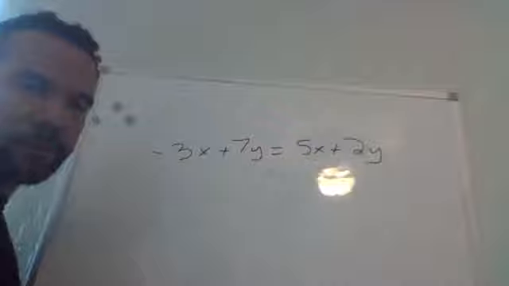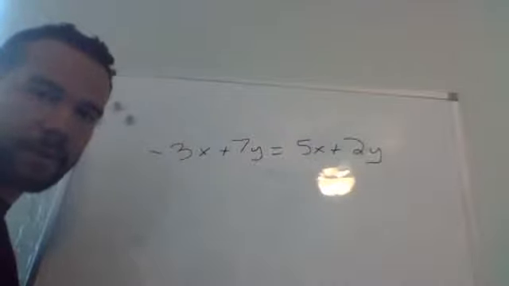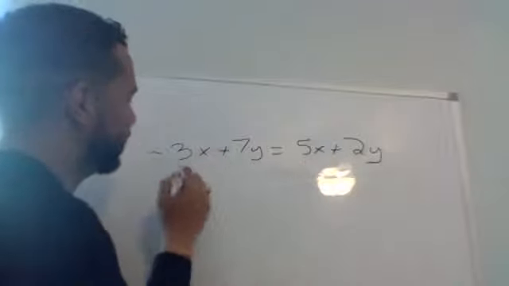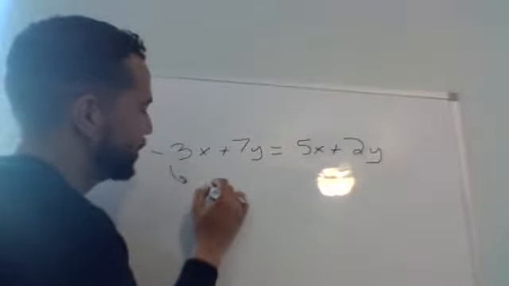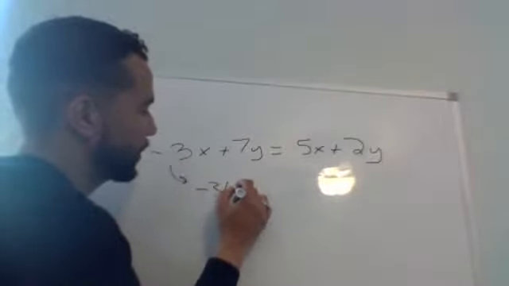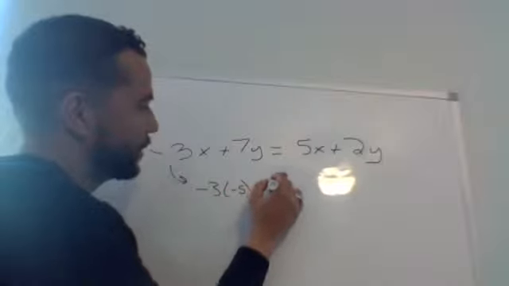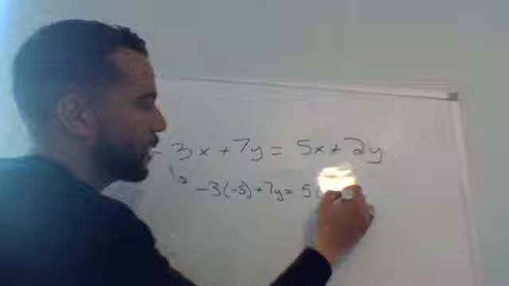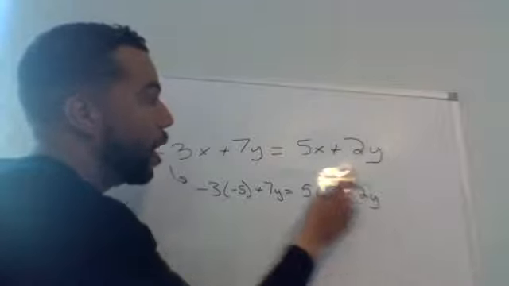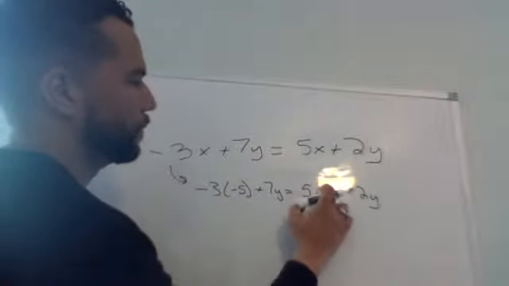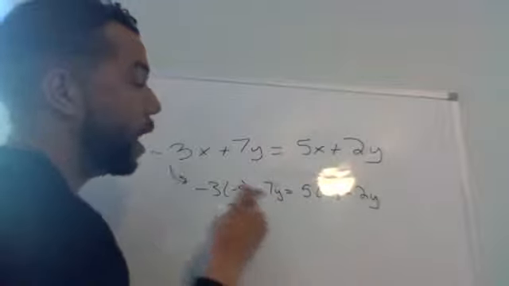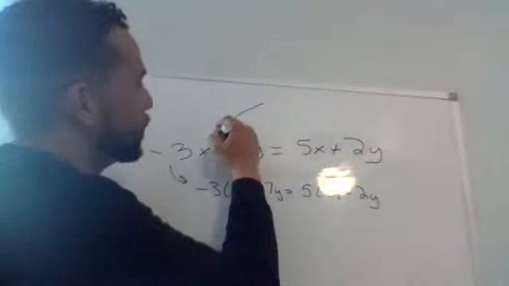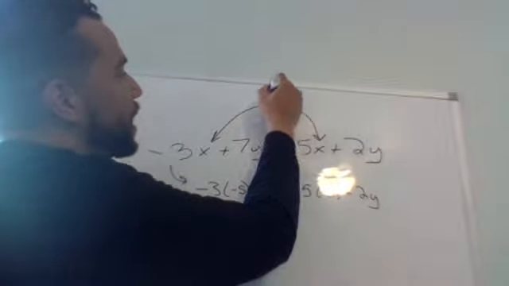we know that x equals -5. So we're going to say everywhere you see x is -5. So we're going to rewrite this. It's -3 times -5 plus 7y equals 5 times -3 plus 2y. All I did, I'm sorry, -5. All I did was put in -5 where the x is.